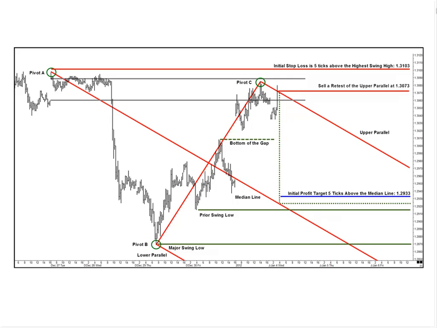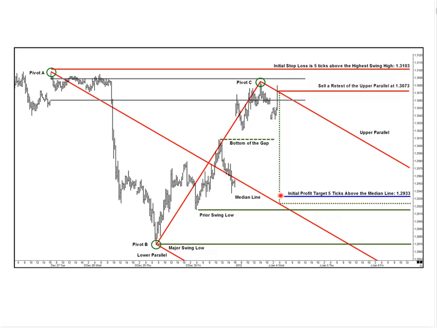Now me, I've got a couple of things I'm looking at: the bottom of the gap, and where to put my profit target. I could put it at the median line, but I want to make sure I'm filled. So I'm actually going to put it 5 ticks above the median line to make sure I lock in profits.